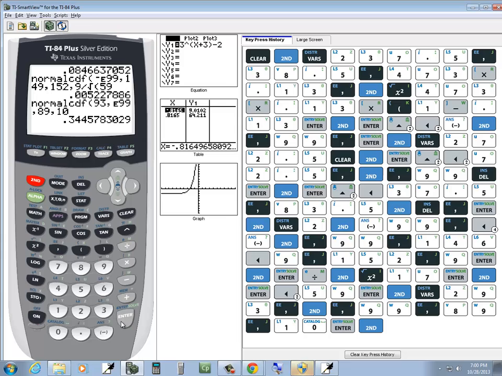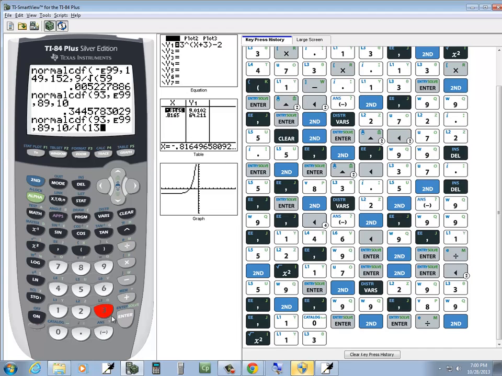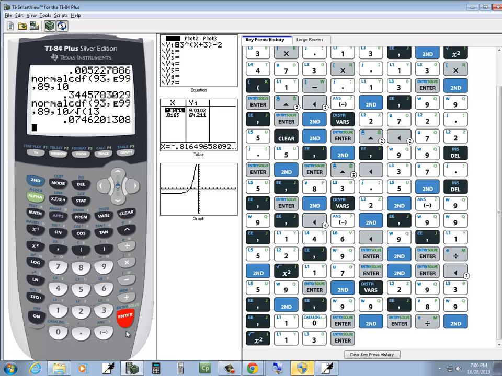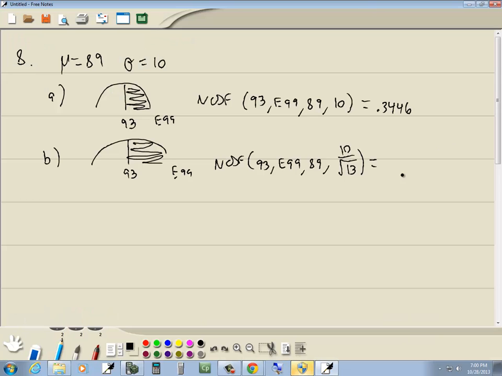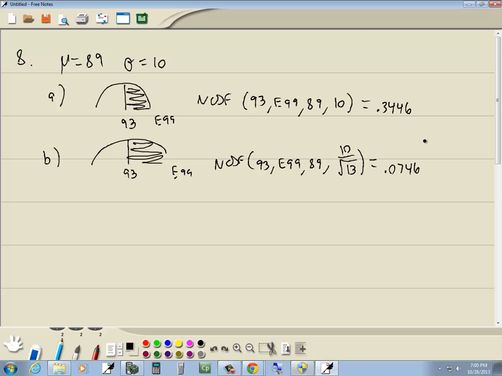So do a second enter, bring up the previous entry. Now do divided by second x squared for the square root, and 13. Press enter. 0.0746.